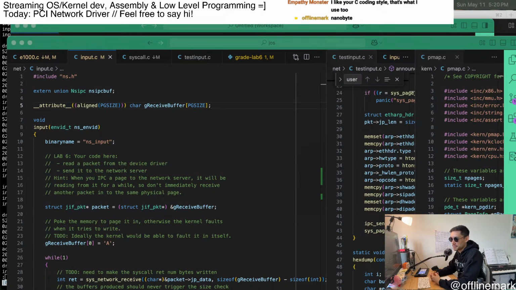Yeah, Empathy, I like your C coding style, that's what I use too. Cool, nice. I'm being kind of random with my coding style. I'm not being too rigorous with it yet.